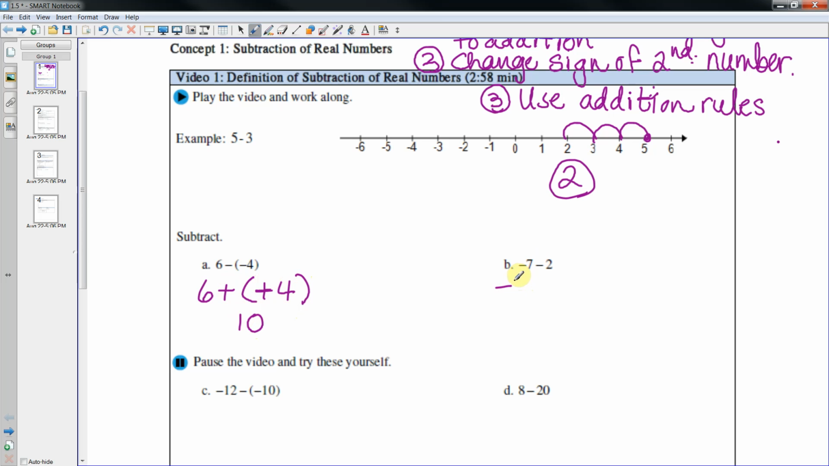For the next one, negative 7 minus 2, so that's a negative 7 plus, change the sign of that 2 to a negative. Now I have two negatives. Negative 7 and negative 2 gives me 9, and it stays negative. Now, eventually you're going to get to the point where you don't have to use this rule. You'll see that negative 7 minus 2 is a negative 9. Sometimes you don't think you're going to get there, but you will, I promise. I'm going to keep with the rule though for these because we're just starting out.